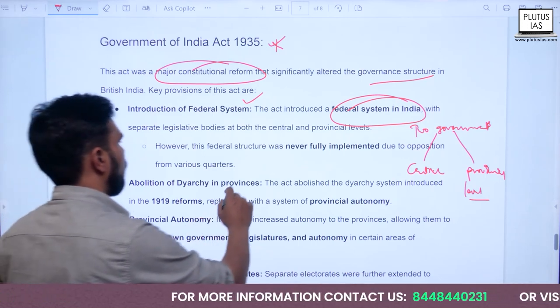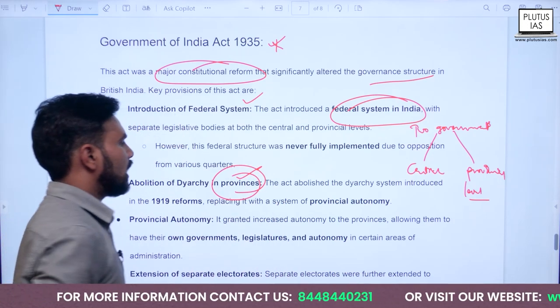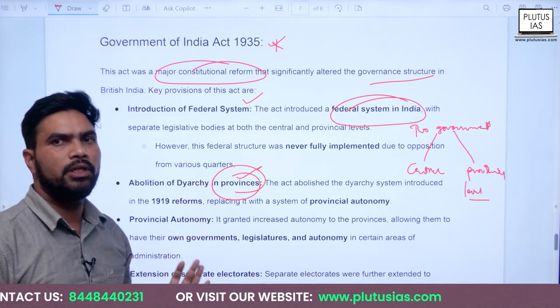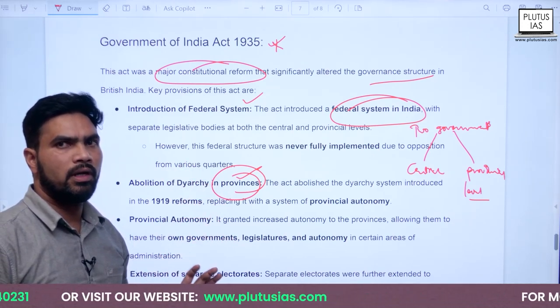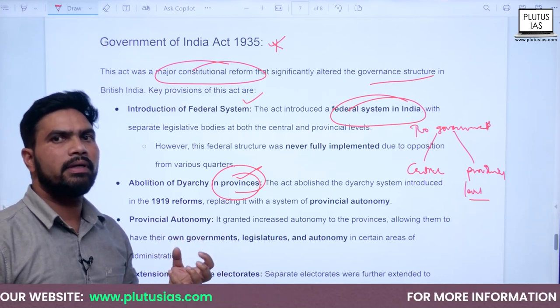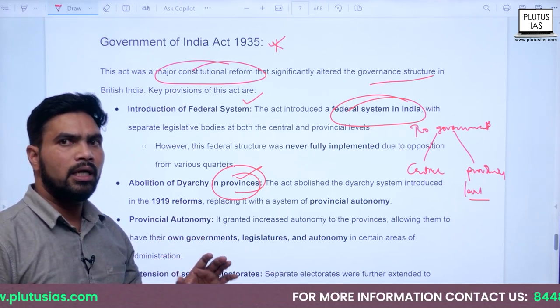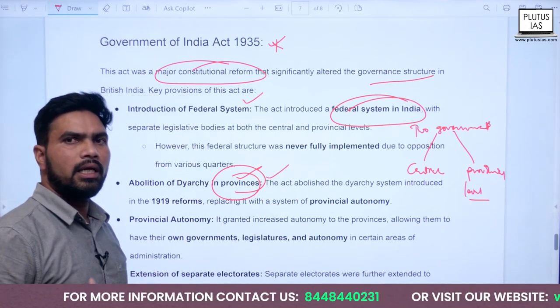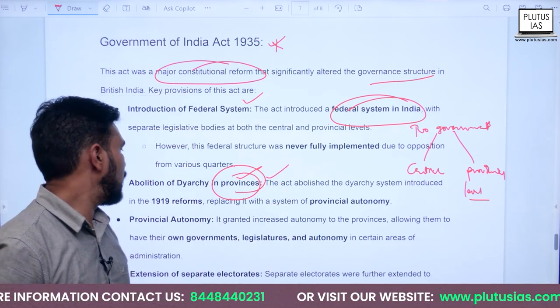Right. Abolition of diarchy in provinces. Earlier, in the 1919 Act, we have seen diarchy was introduced at the provincial level. Due to the dysfunctionality of that diarchy, with its bad experience, it has been withdrawn. So the diarchy has been withdrawn from the provincial level.